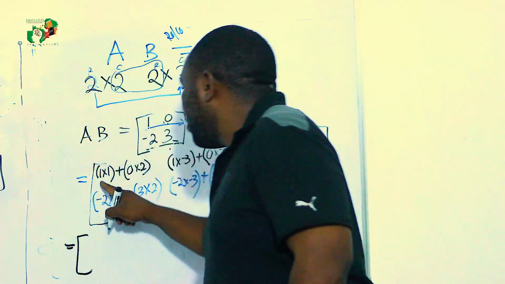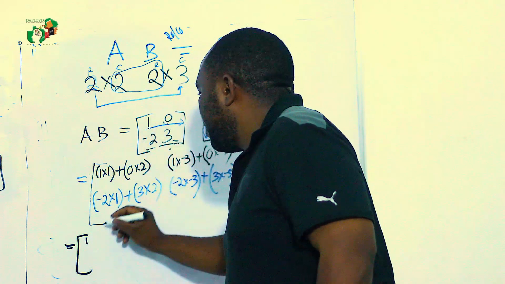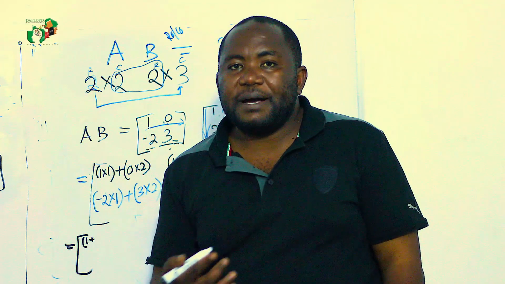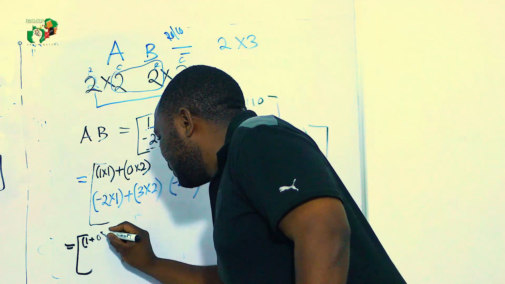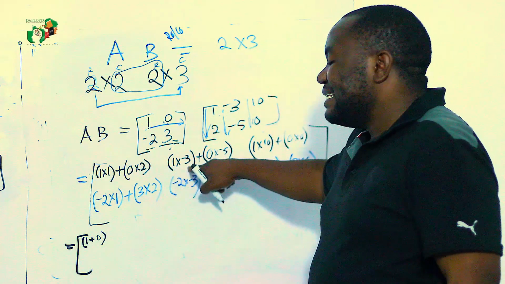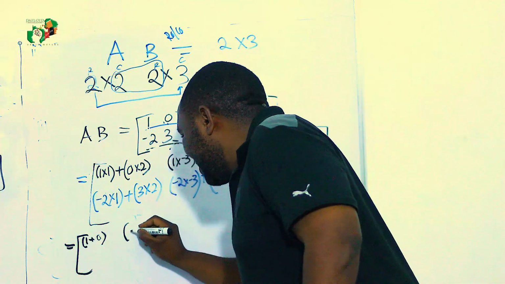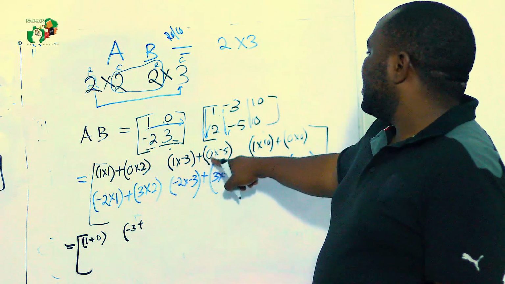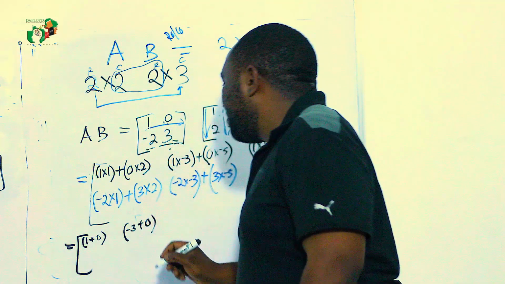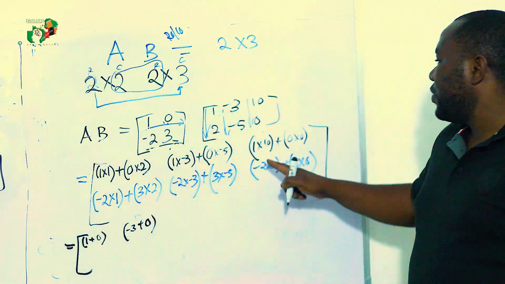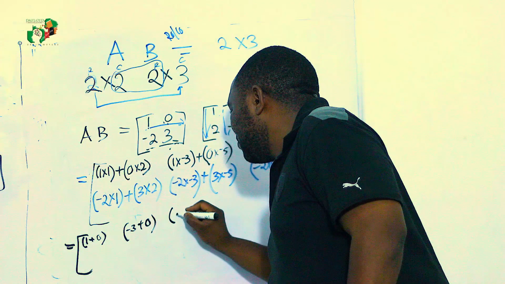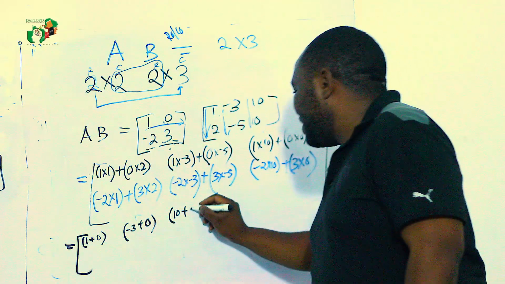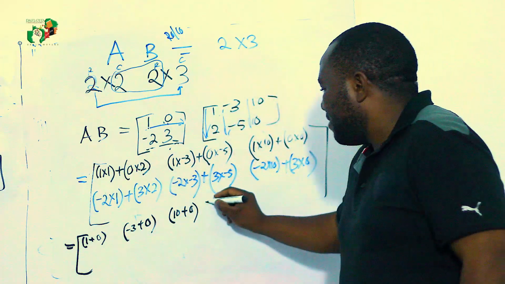We are going to say 1 times 1, we know the answer is 1. Then there is a plus there. Then 0 times 2, any number multiplied by 0, the answer is 0. We have our 0 there. 1 times negative 3. From our previous class, I know the answer is negative 3. Plus 0 times negative 5, the answer is 0. Any number multiplied by 0, the answer is 0. 1 times 10, we have 10. Plus 0 times 0, the answer is 0. Then we have that one.